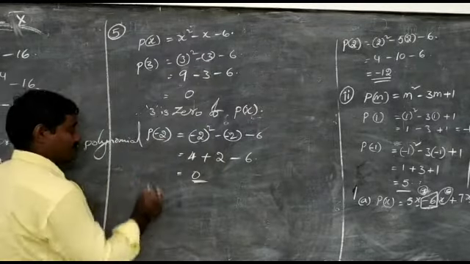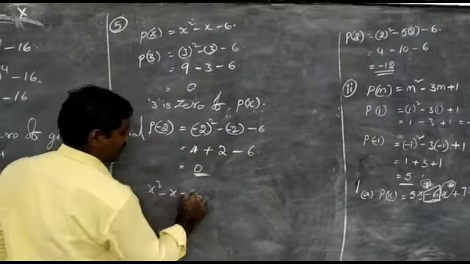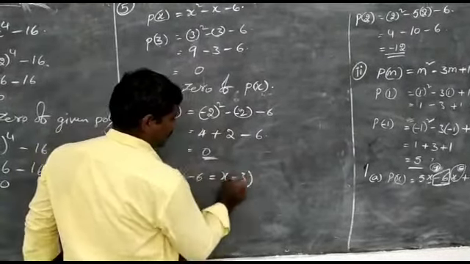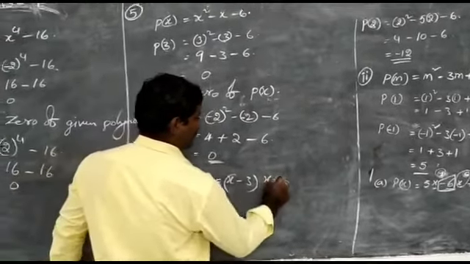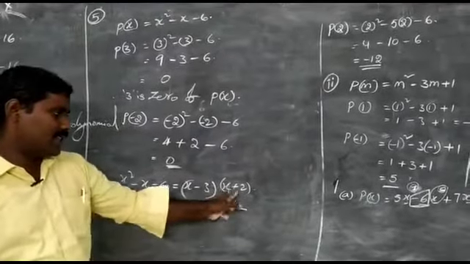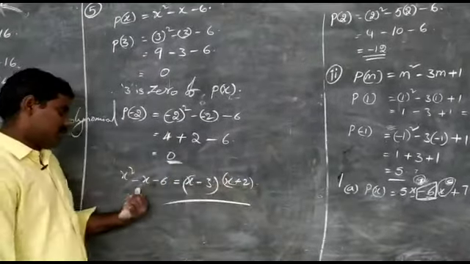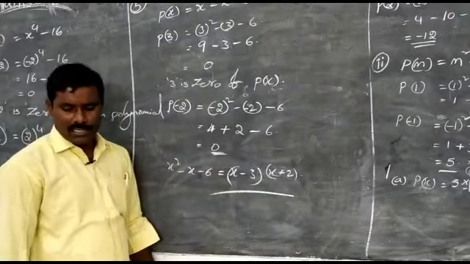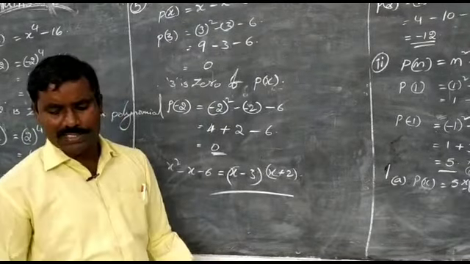Now you can write it like this also. X square minus x minus 6 equals x minus 3 into x plus 2. Now x minus 3 and x plus 2 are the factors corresponding to the zeros of the given polynomial x square minus x minus 6. Now exercise 1 is completed successfully.